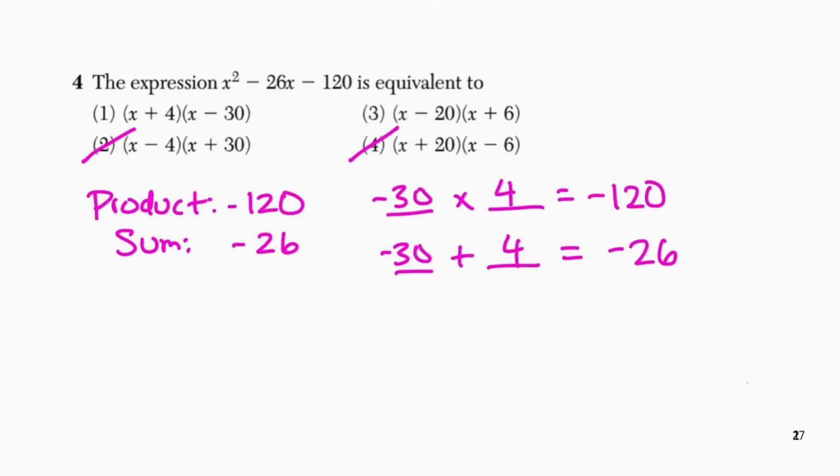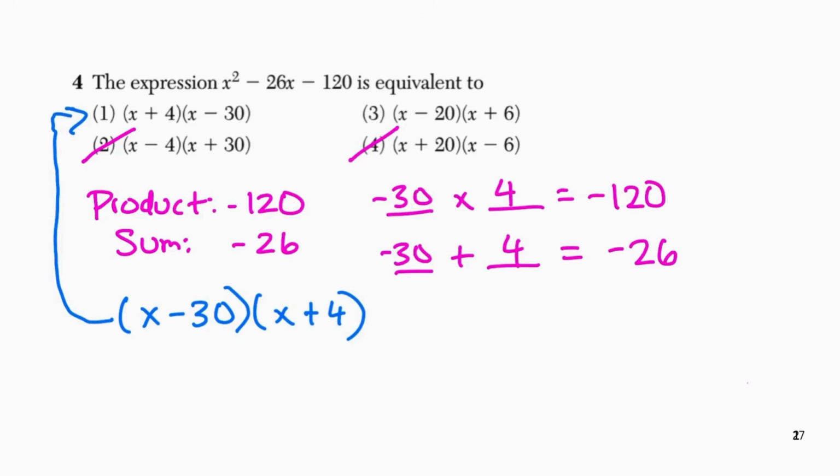add them. Now that we found the numbers that work, we can go ahead and write this in factored form, which is x minus 30 times x plus 4. And it looks like answer choice number 1, even though it's in a different order, multiplication is commutative. So of course, these will have the same value. So answer choice number 1 is the correct answer choice here.